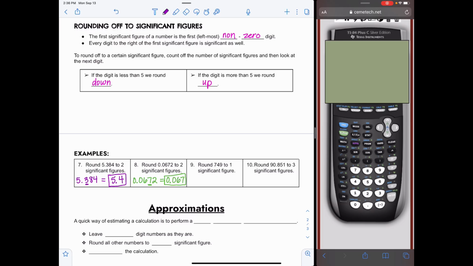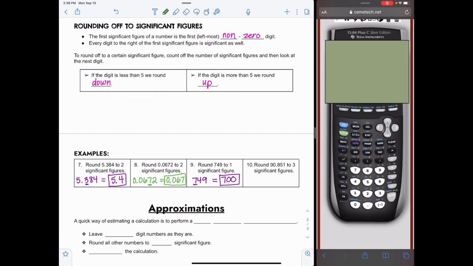If we look at number 9, it says that we need to round 749 to 1 significant figure. So the first number that's not 0 that I see is 700. And when I round it to 1 significant figure, that is going to be 700 because the 4 is telling me to keep the 7 and just round down.